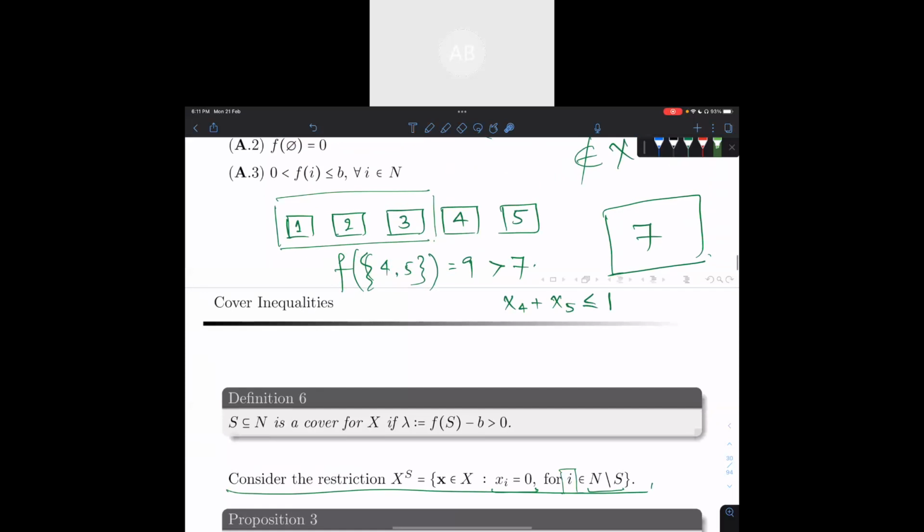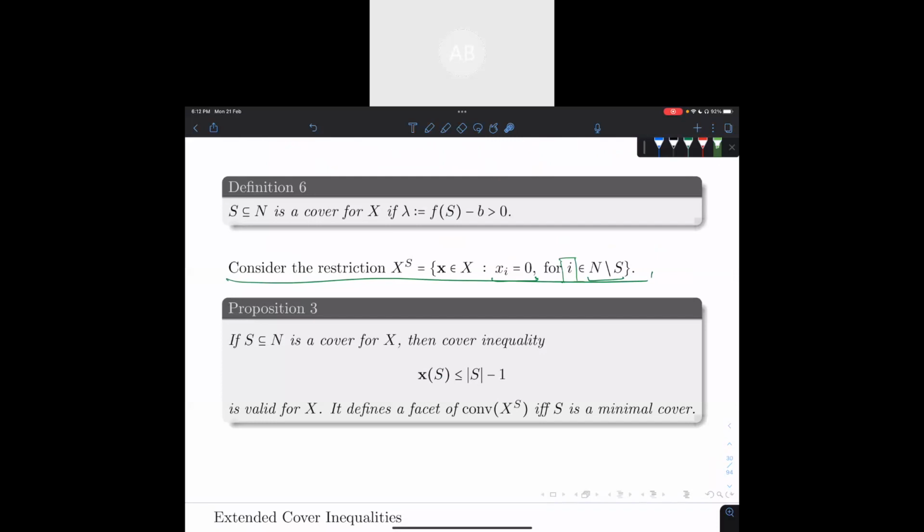And similarly, you can derive other constraints. Similarly, if you have 5 and 3, you can write a similar constraint for 5 and 3. So 5 and 3 both cannot be 1 in any solution. So x3 plus x5 is less than or equal to 1. So that's what this says. So if S is a cover for X, then the cover inequality is, basically, what it says is that the summation of Xi, i in S, is less than or equal to cardinality of S minus 1.